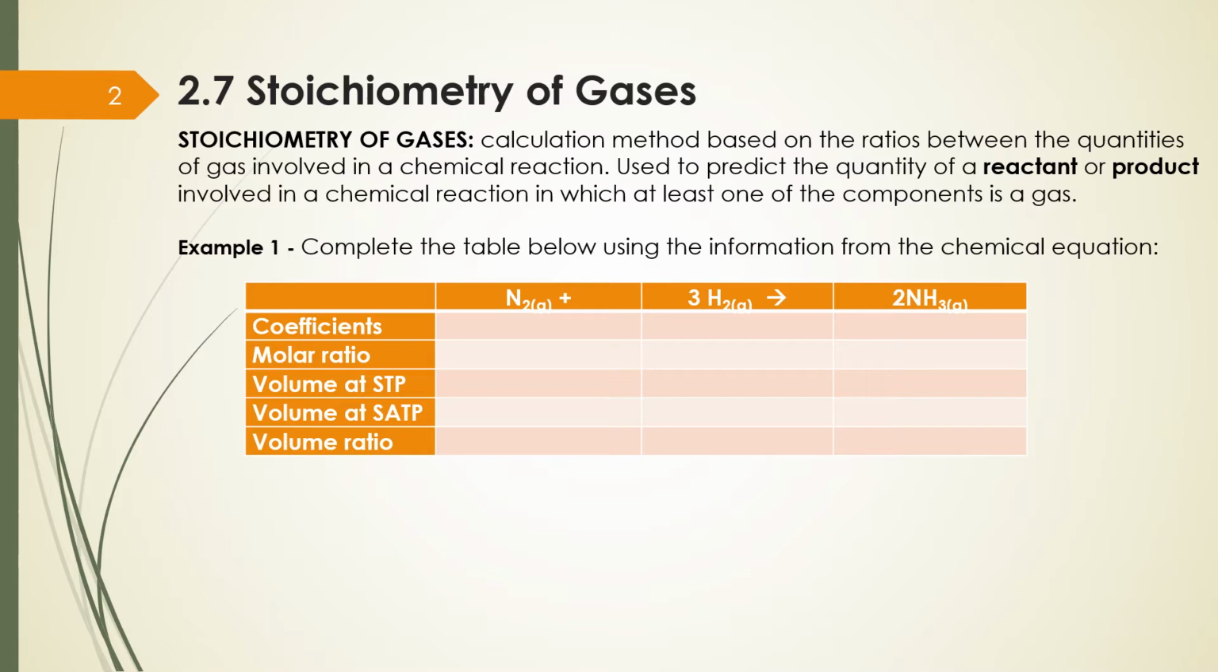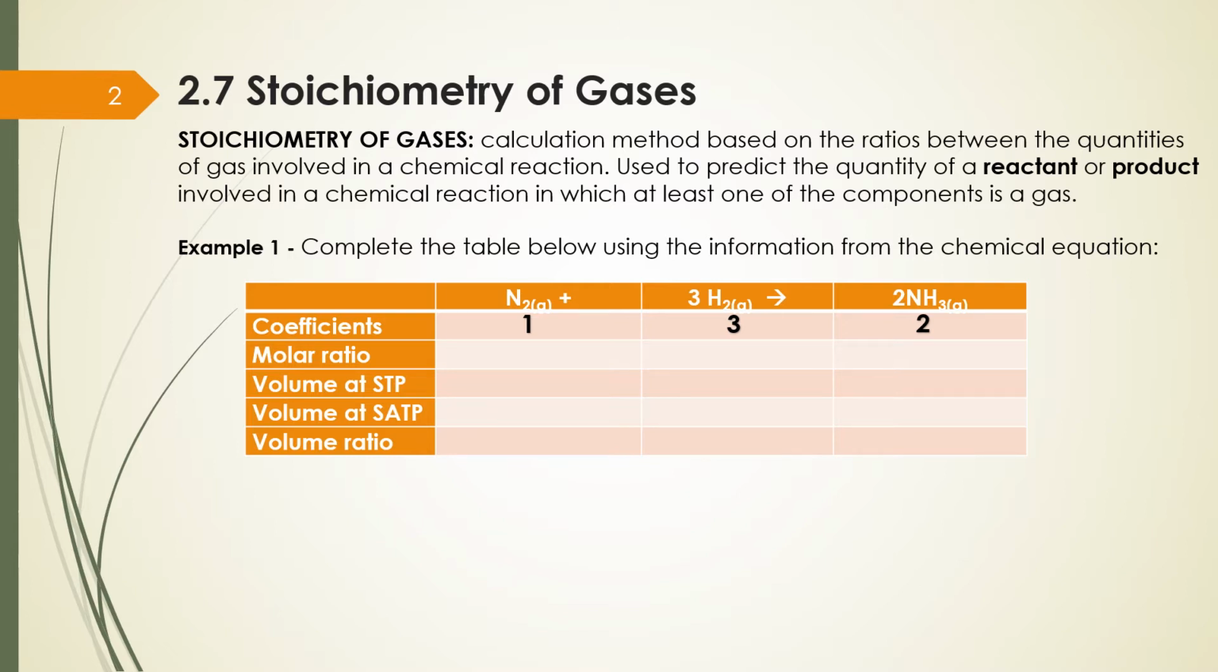So first, we're gonna start with the coefficients. What are the coefficients? Coefficients are the numbers that are bigger before the element. So here, how many molecules of N2 do we have? 1. How many molecules of H2 do we have? 3. And how many molecules of NH3 do we have? 2. Okay, so these are the coefficients.